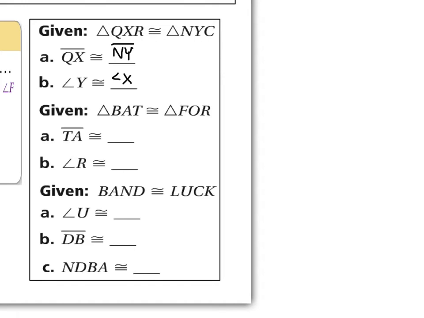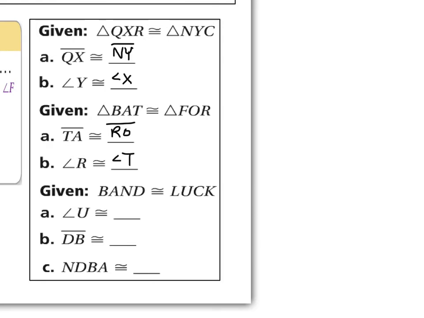Okay? All right, segment TA, again, the order does matter. So TA goes third letter to second letter on the left side. So on the right side I have to do the same thing, it would be R and O, segment RO. And then angle R is the last letter on the right, so it's going to match up with the last letter on the left, which is angle T.